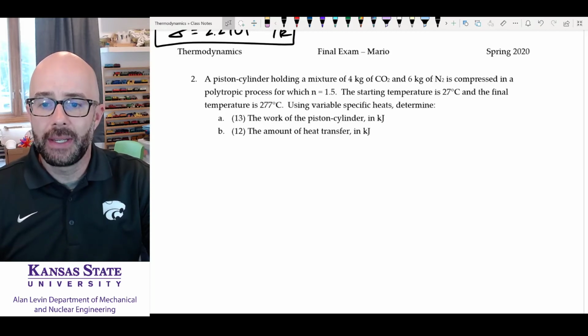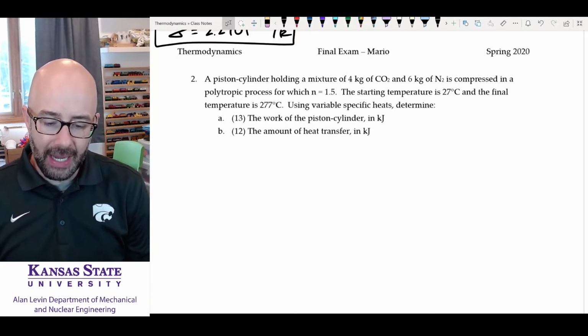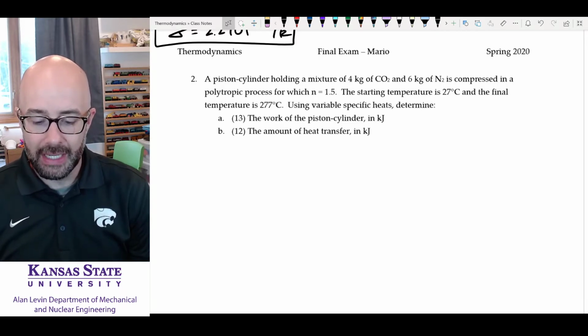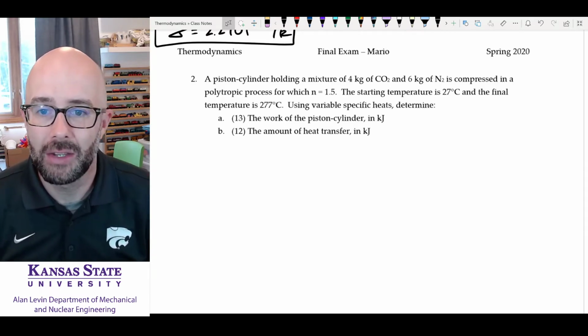Okay, our next problem has a piston cylinder. It contains 4 kilograms of carbon dioxide and 6 kilograms of nitrogen, and is compressed in a polytropic process for which n is equal to 1.5. The starting temperature is 27 degrees Celsius, and the final temperature is 277 degrees Celsius. Using variable specific heats, determine the work.